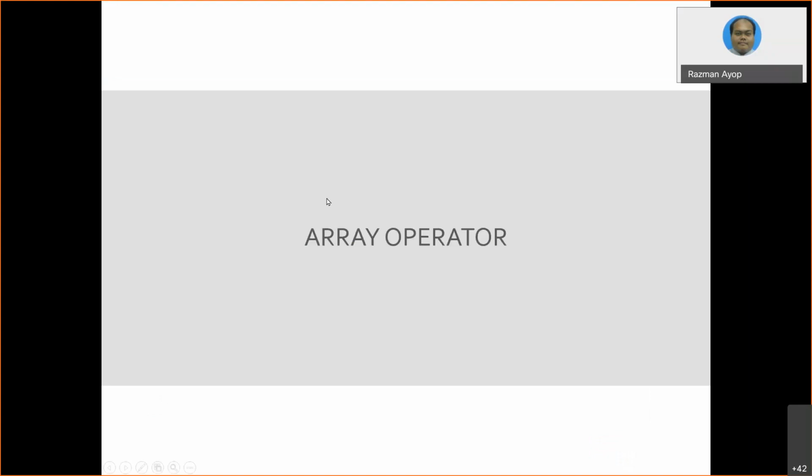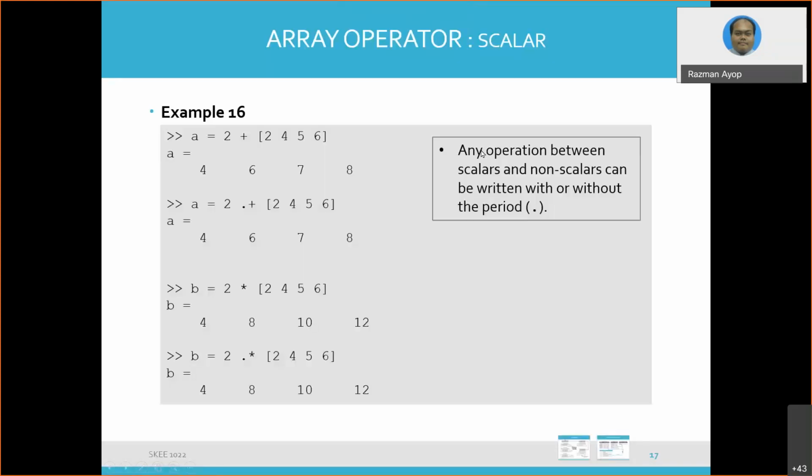So array operation is different from matrix. Matrix is basically what you have learned before in previous school. But array operation is basically just a multiplication or division or power of matrix, not using the rule of matrix. So how to show this? First example, you can see here 2 plus this matrix, you get all of the components inside the matrix will be added.